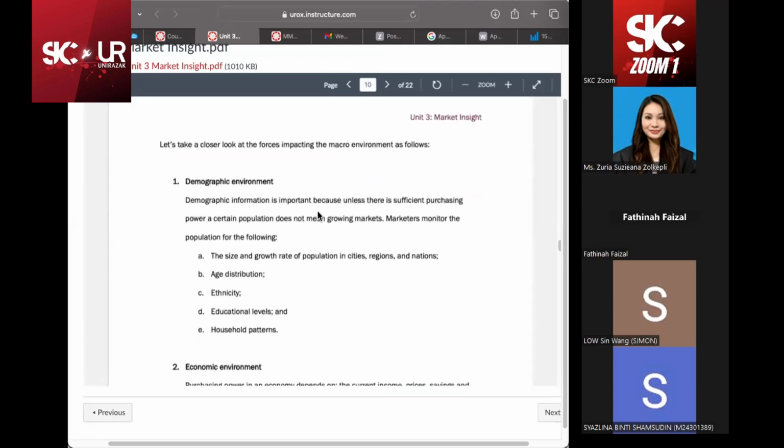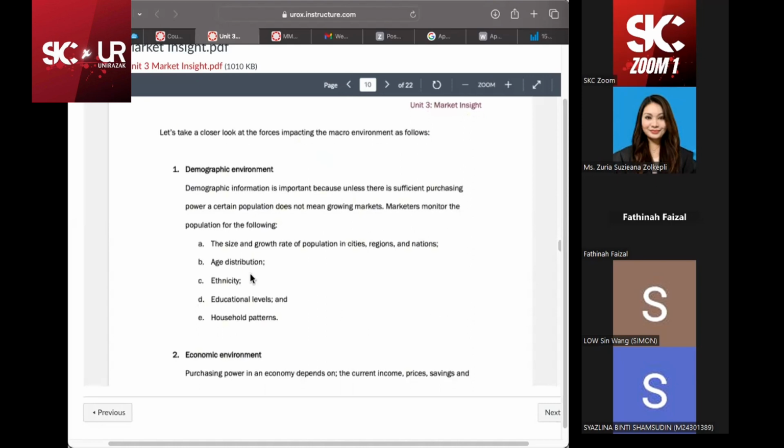So for example, demographic is important only if there is sufficient purchasing power. We are going to take a look at this later. These are factors that impact consumer behavior: age, gender, education level, and income level, and household patterns as well. In household patterns, later we will see what factors impact our household behavior and household purchase behavior, so who influences us in buying.